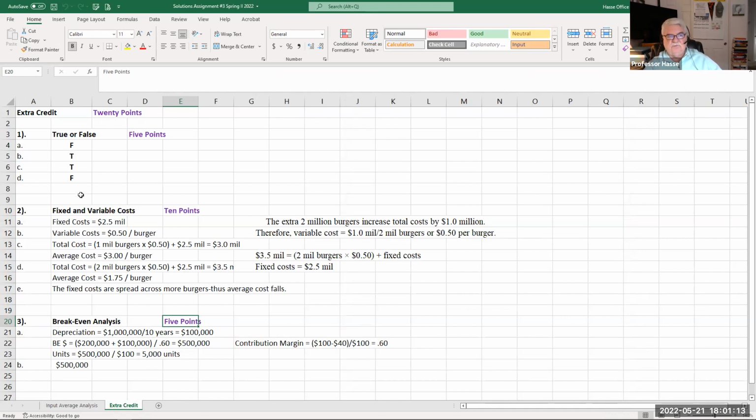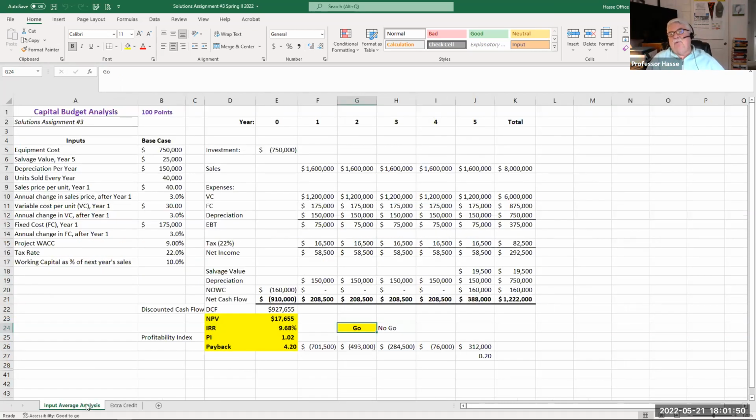The first question was true and false, worth 5 points. The second question was fixed and variable cost determinations. Here are the calculations, worth 10 points. And question number 3 was a break-even analysis. Tell me how many units and in dollars, what is the break-even point for this company given in the example? 5,000 units break-even, and $500,000 is the break-even amount in dollars. If you did all those correctly, you got an additional 20 points. So if you did all your work correctly, that's 120 points added to assignment number 3.